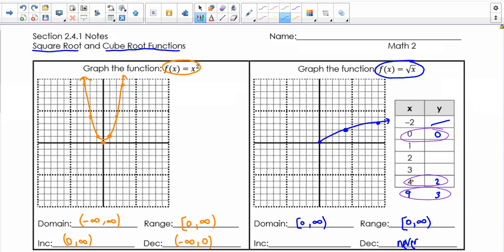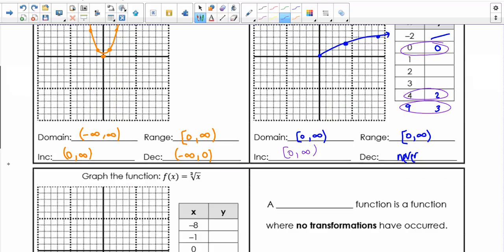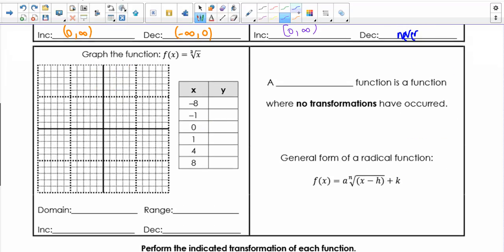So over 0, up 0, over 4, up 2, over 9, square root is 3. Okay, oops, I erased this somehow. This was 0 to infinity. Okay, and the next one is our cube root function.